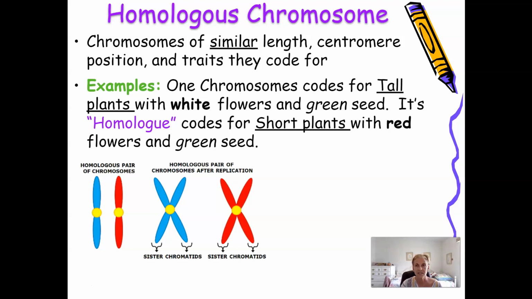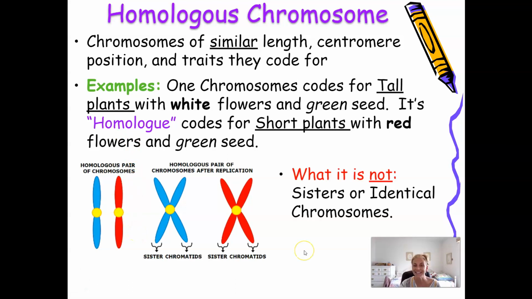These are chromosomes that are similar in length, so we can identify them under a microscope, for example. Centromere position, the indentations, and the traits that they code for. So maybe they both code for hair color and eye color. Okay, so one chromosome might code for tall plants with white flowers. Maybe that's the blue. The homologue, the red, might code for those same traits, height and flower color, but it codes differently. Codes for short plants with red flowers and green seeds.